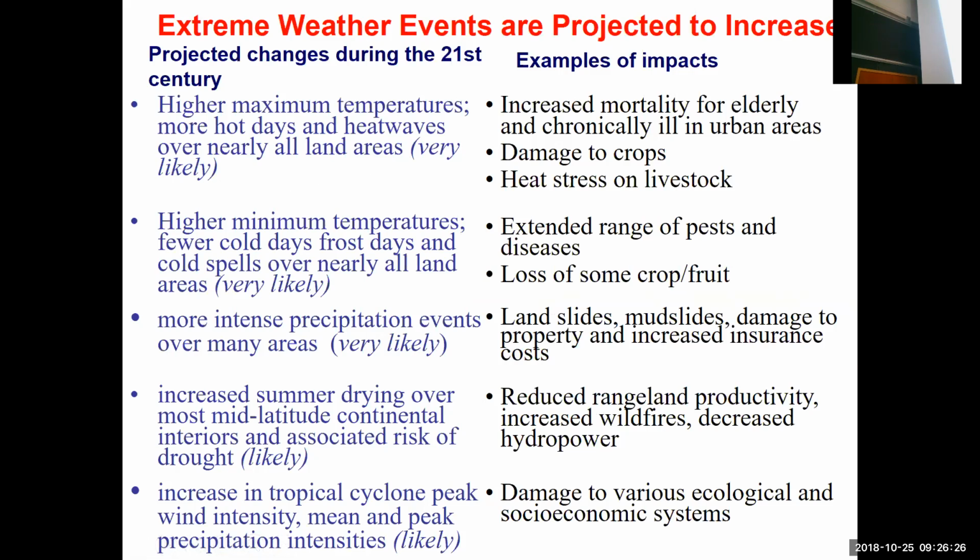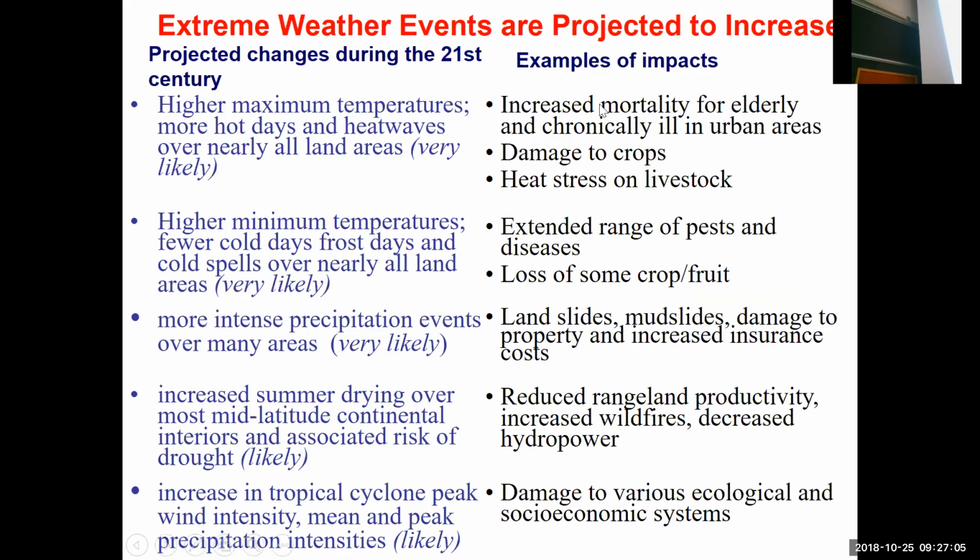Okay, so the stuff that's in italics for each of these projected changes on the left is the confidence with which the Intergovernmental Panel on Climate Change views this statement. Okay, so these changes, higher max temperatures, more hot days and heat waves over nearly all land areas, this is very likely to happen. That's already happening, frankly. Okay, so confidence is pretty high in these first three, in fact, a little bit less so for the last two bullet points. But back to this one, higher max temperatures, more hot days and heat waves.